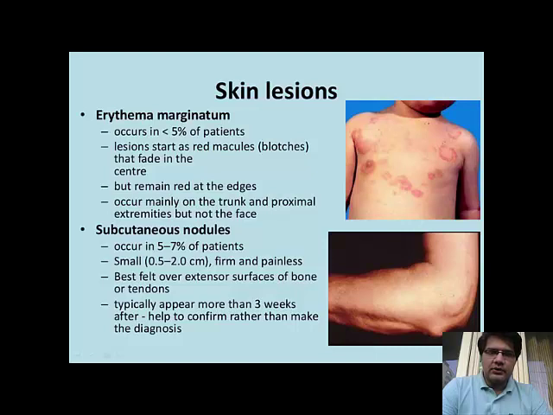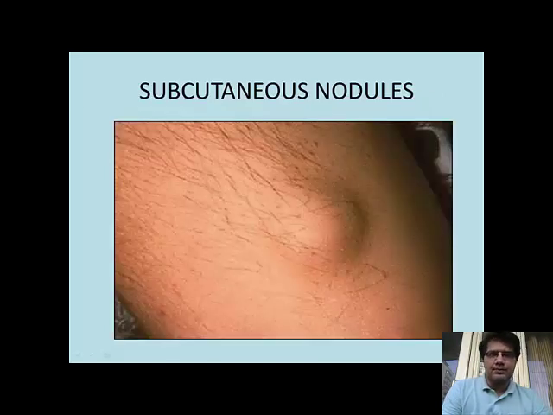Subcutaneous nodules occur in 5 to 7% of the patients. They are firm, painless, over extensive surfaces of bones or tendons, and generally appear 3 weeks after. So important, nodules and chorea, these are late manifestations. These are able to confirm the diagnosis, not to make the diagnosis. The diagnosis will generally be made by fever with sore throat, polyarthralgia, polyarthritis or arthralgia plus minus carditis. Nodules, chorea, these are late manifestations. Erythema marginatum is common in the white Caucasian population, not in our population.